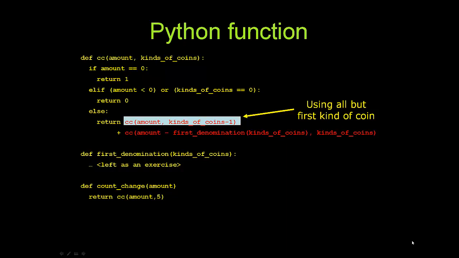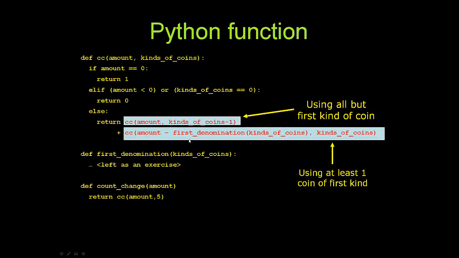Now, if you remember this code from count change, let me just quickly repeat. The number of ways to count some amount of money with some amount of coins is equal to the number of ways to count using all but the first kind of coins, so you remove one from the count of coins, added to using at least one coin of the first kind. So you take the amount of money you have, you minus away the first denomination, and you keep the number of kinds of coins the same over here. This is pretty much how you would do it.